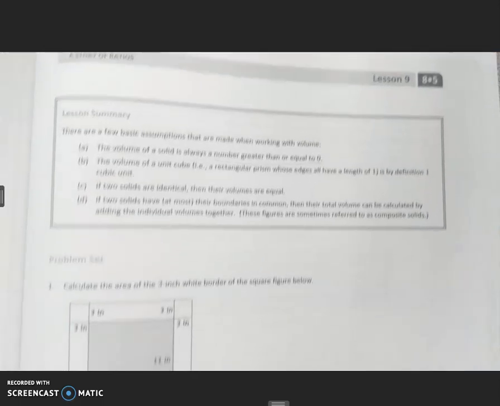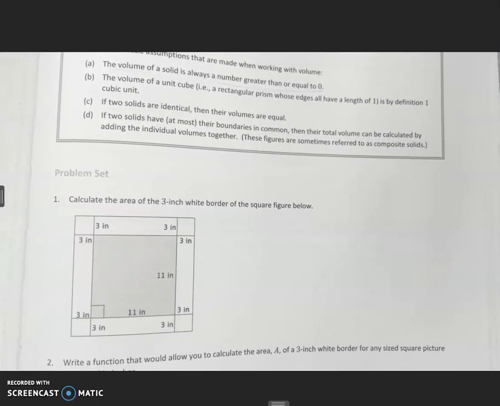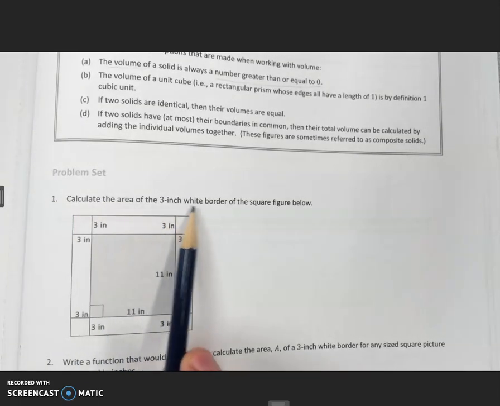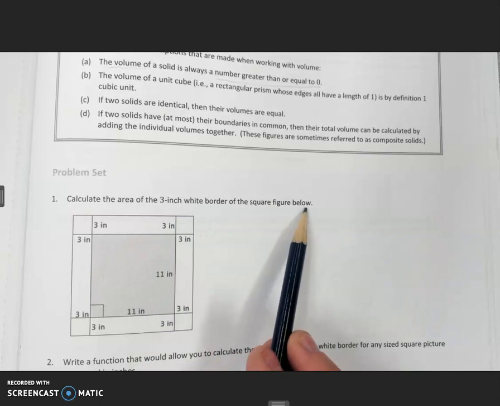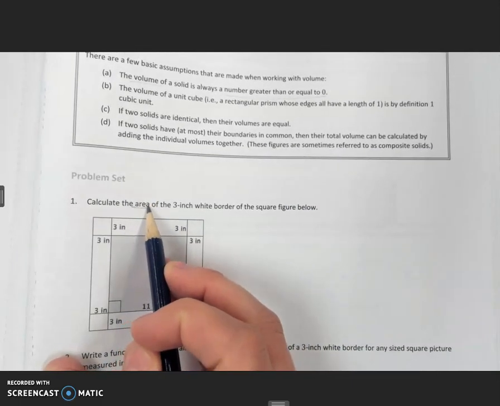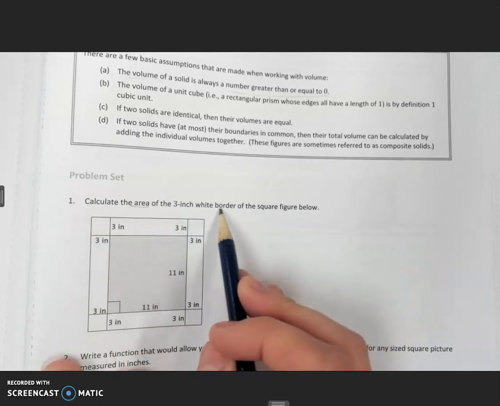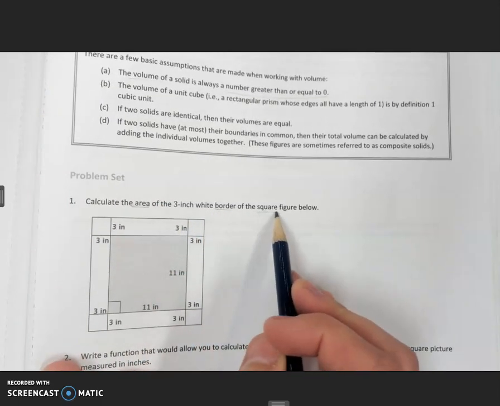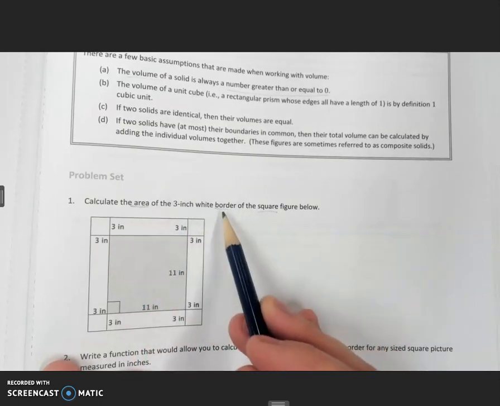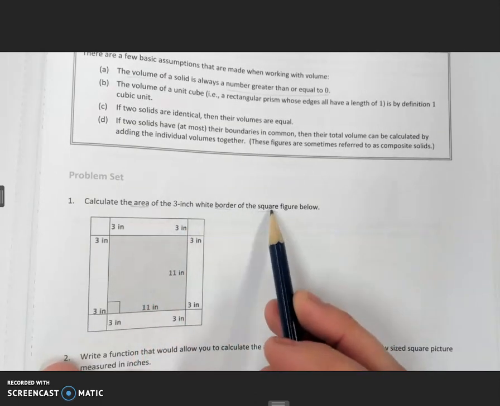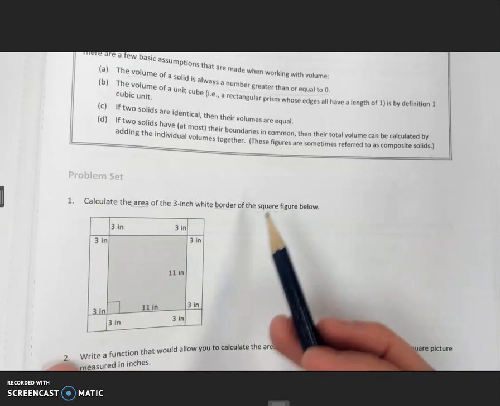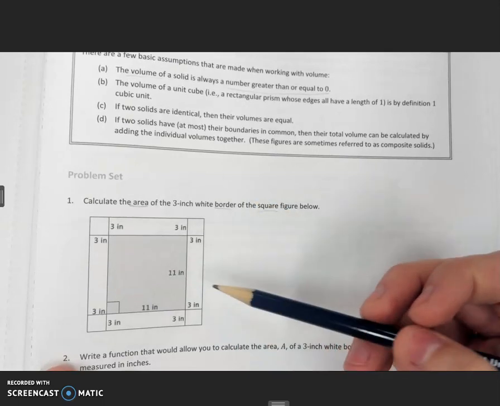Okay? So let's look at our first problem. Calculate the area of the 3-inch white border of the square figured below. So calculate the area, that's important, I'm going to underline that, of the 3-inch white border of the square below. Those are important because now I know what I'm calculating, what it looks like, and I know it's a square, and I'll explain right now why that's important.